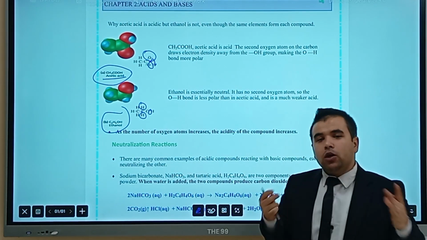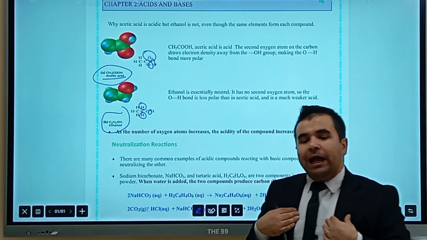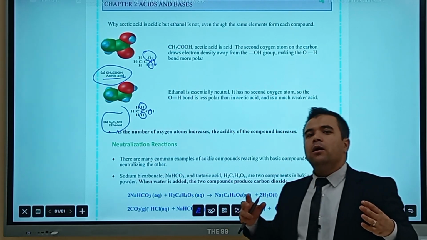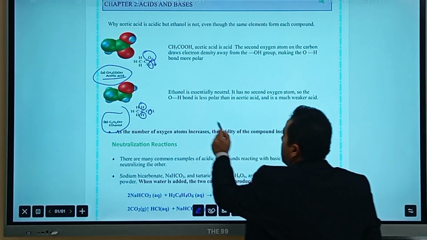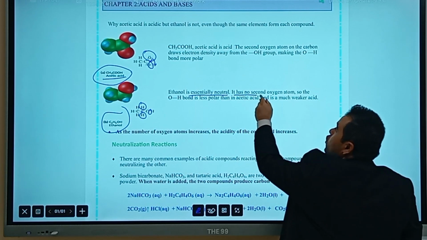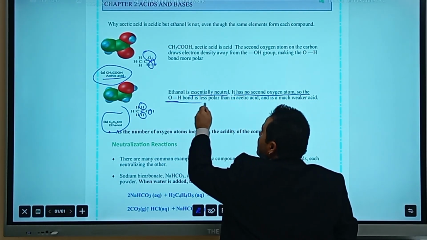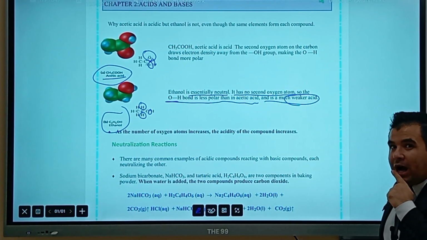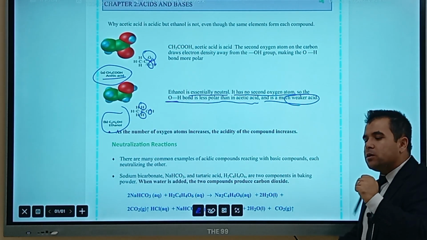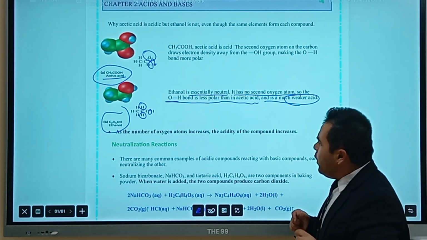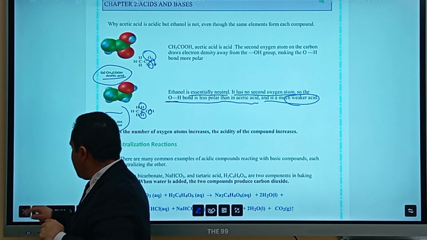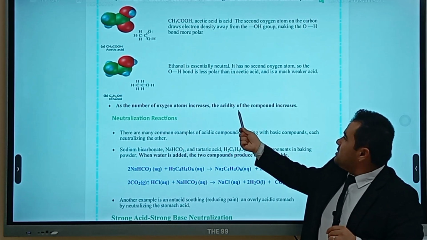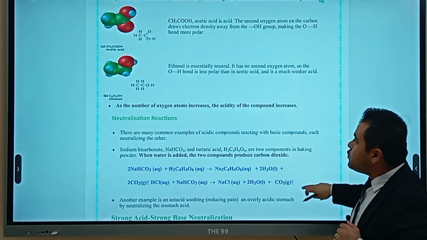But guys, the alcohols, because they do have the hydroxyl group, have a tendency to be extremely weak acids. So ethanol is essentially neutral. It has no second oxygen atom, so the OH bond is less polar than in acetic acid and it is a much weaker acid. So when the figure says much weaker acid, that means it can be classified as very weak acids. As the number of oxygen atoms increases, the acidity of the compound increases as well.